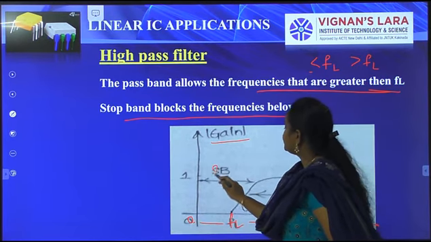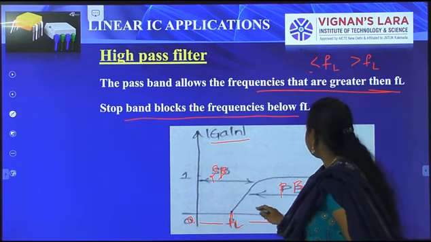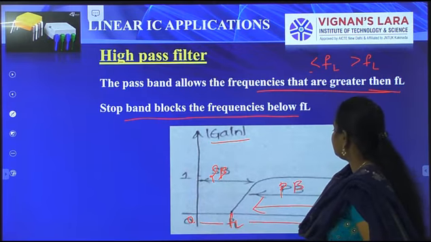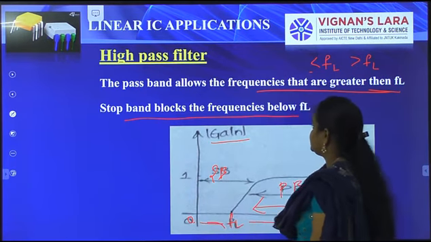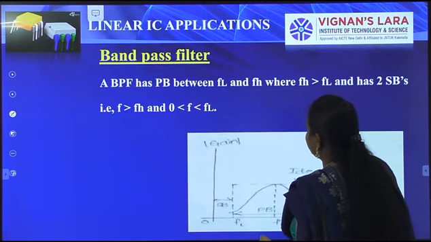It is represented here as SB, the stop band, and here PB represents the pass band. That means it allows the frequencies from FL to F. So 0 to FL it will reject. So it is a high pass filter. So next one is the band pass filter.